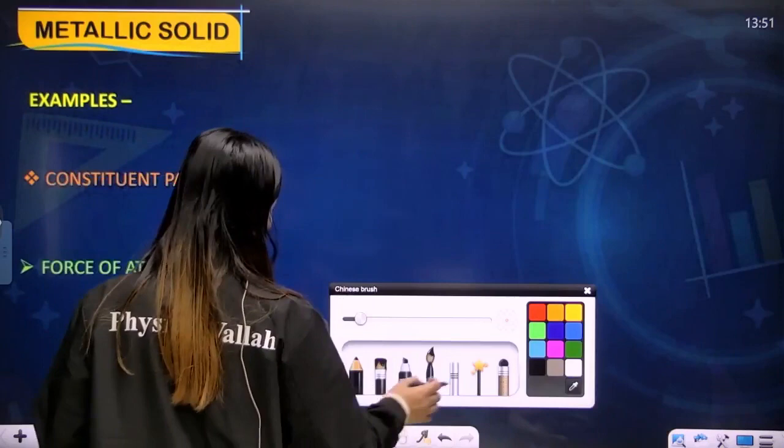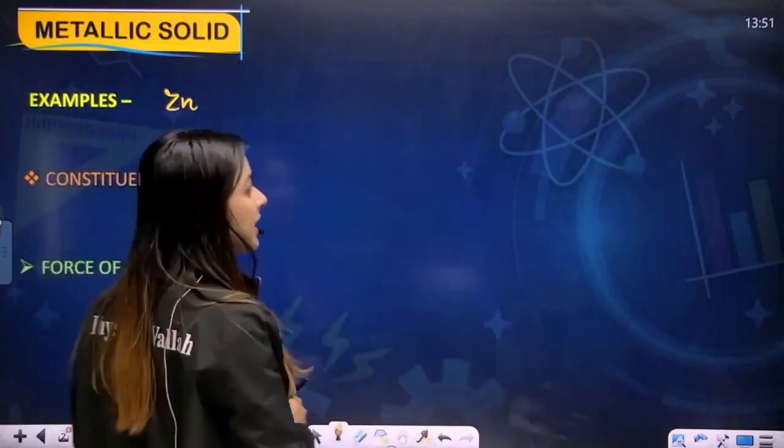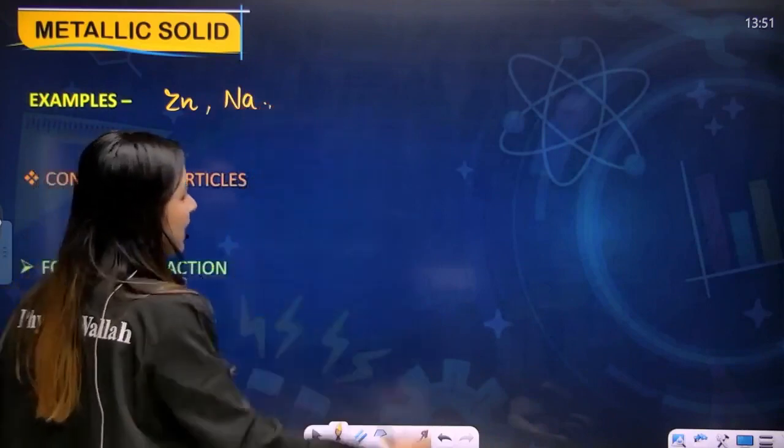Let's take examples of metallic solids. Zinc is an example of a metallic solid, my dear students. Similarly, let's take sodium. Sodium is also an example of a metallic solid. Now I'll explain what these do.